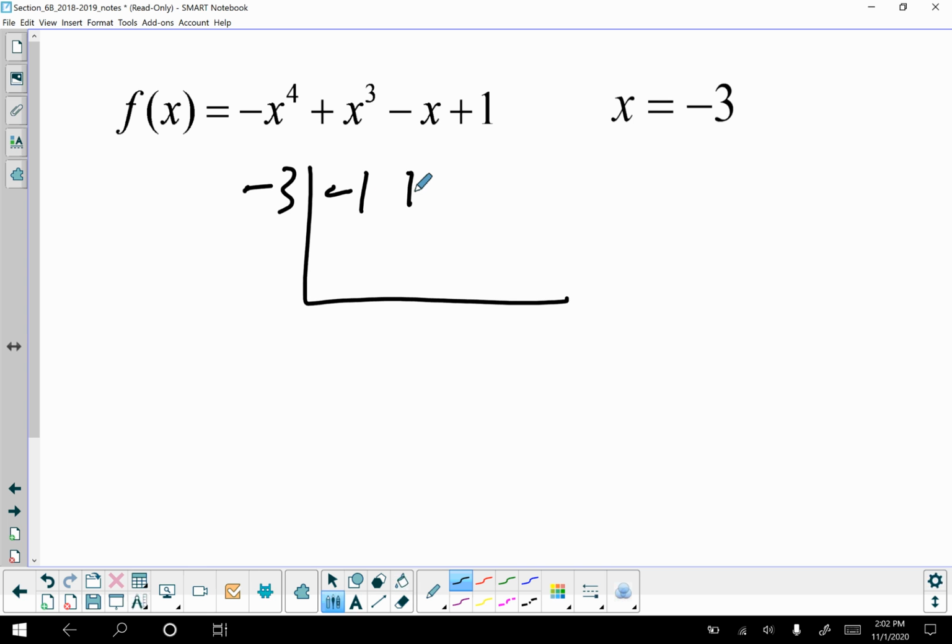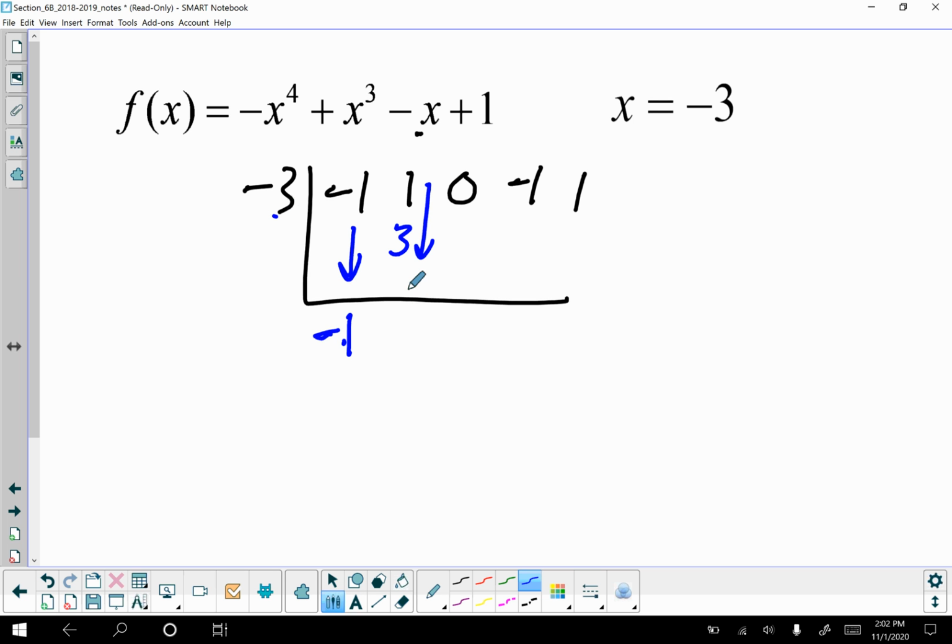I have a 1 at the x to the third. I don't have an x to the second, so I'm going to put a 0 in. I have a negative 1 because of this, and then a 1. So let's go through and do our math. Negative 1 comes straight down. Negative 1 times negative 3 is positive 3.